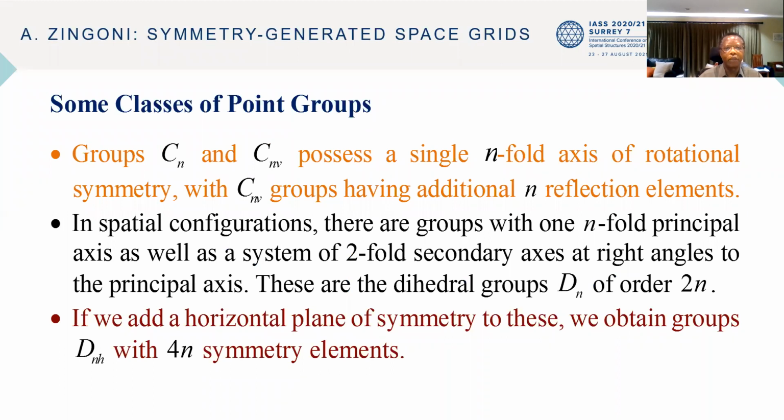Groups Cn and Cnv possess a single n-fold axis of rotational symmetry, with Cnv groups having additional n reflection elements. In spatial configurations, there are groups with one n-fold principal axis as well as a system of two-fold secondary axes at right angles to the principal axis. These are the dihedral groups Dn of order 2n. If we add a horizontal plane of symmetry to this, we obtain groups Dnh with 4n symmetry elements.